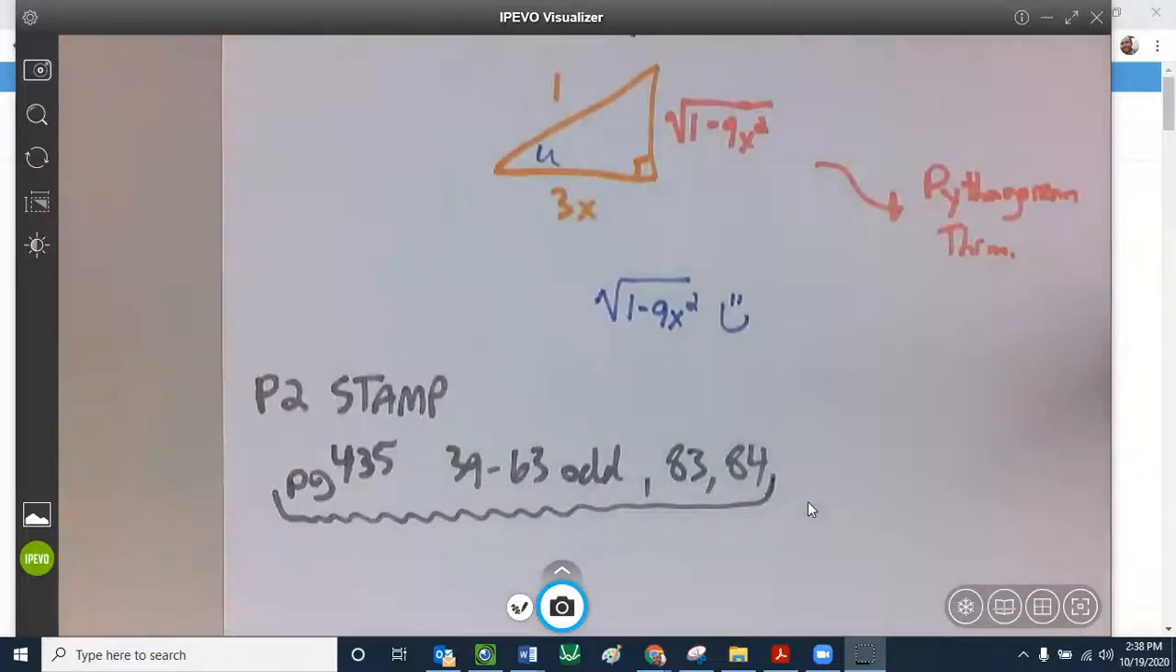Okay. There's a second part of the stamp for you guys. I want you to try them out. Bring them to me the next time I see you, and we'll go through them together. And that's it. That's inverses.